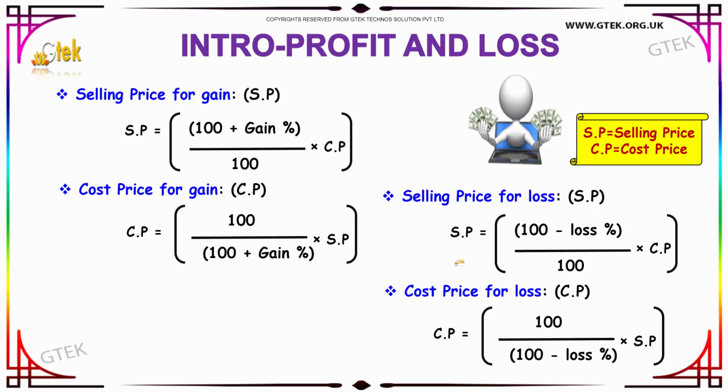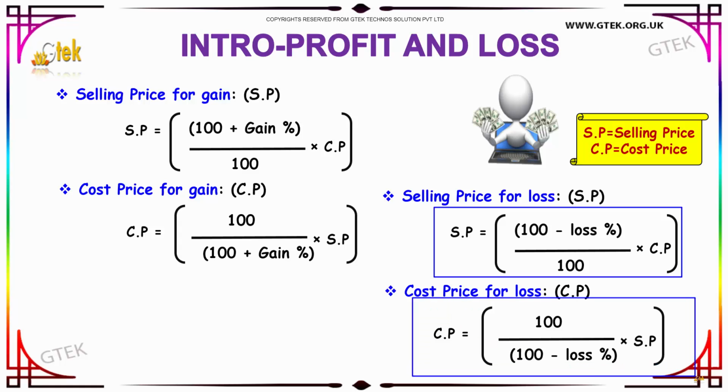The selling price for a given loss percentage is: SP is equal to (100 minus loss percentage) by 100 into CP. Whereas your cost price for a given loss percentage is: CP is equal to 100 by (100 minus loss percentage) into SP.